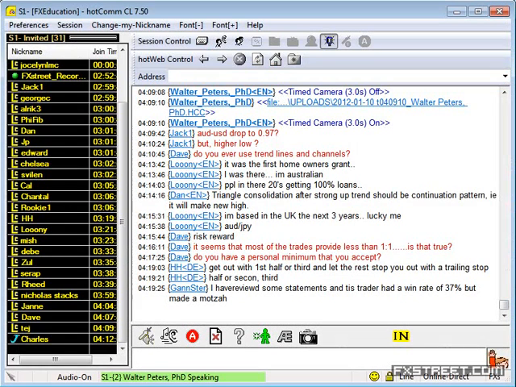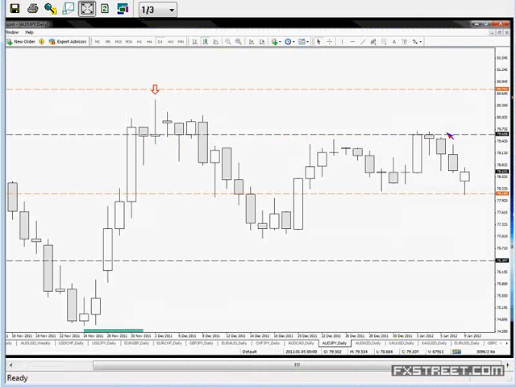Yeah, Ganster says, I have reviewed some statements, and a trader had a win rate of 37%, but made a matza. Yeah, see, this is exactly this idea here, is that if you can suffer through mostly losing trades and have 63% of your trades be losers, but you go for the big winners, like a trend following system or a trader that looks for the really big home run, right? If you can suffer through all those losing trades, and psychologically that's difficult for most traders, but if you're one of those traders that can do that, you can certainly make a matza, as Ganster said. Yeah, absolutely. That's absolutely true.